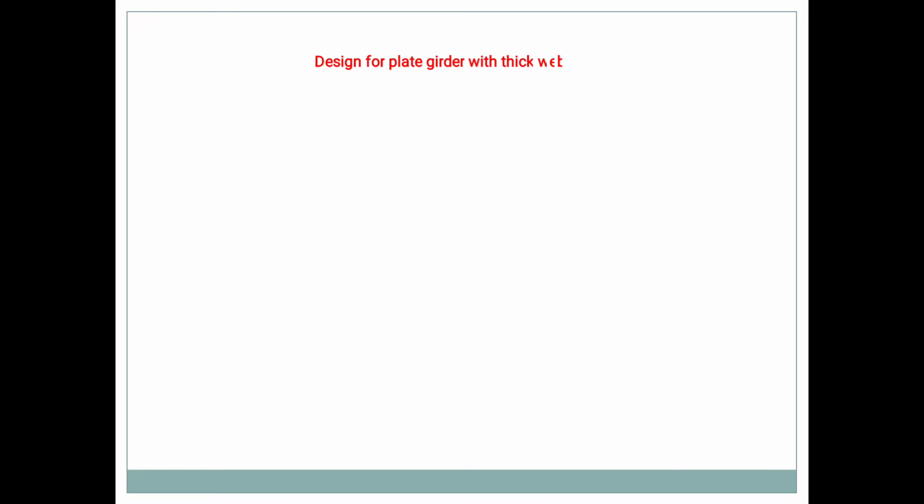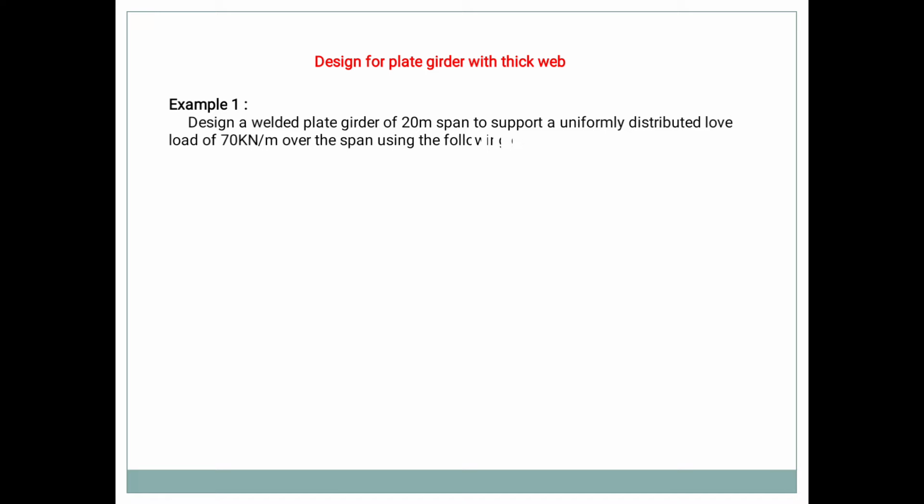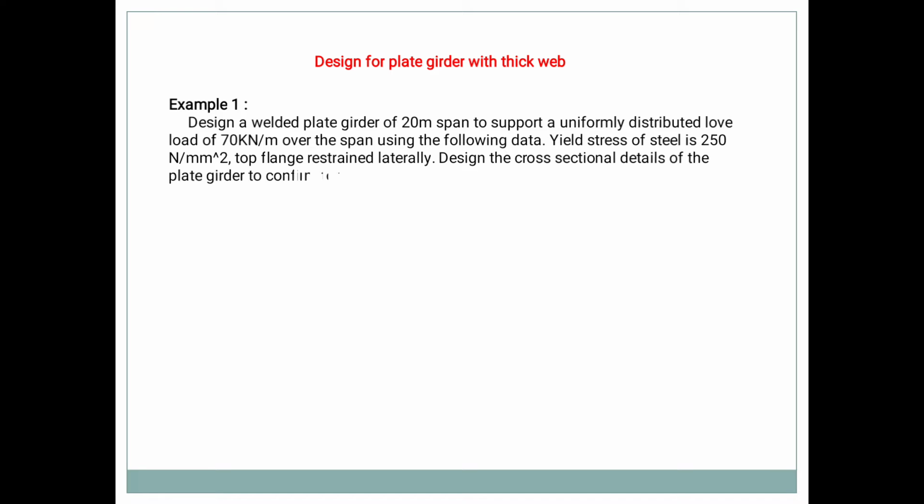Design for plate girder with thickened web. Example 1: Design a welded plate girder of 20 meter span to support a uniformly distributed load of 70 kN per meter over the span using the following data. Yield stress of steel is 250 N/mm². The top flange is laterally restrained. Design the cross-sectional details of the plate girder to conform to the specifications of IS 800-2007.